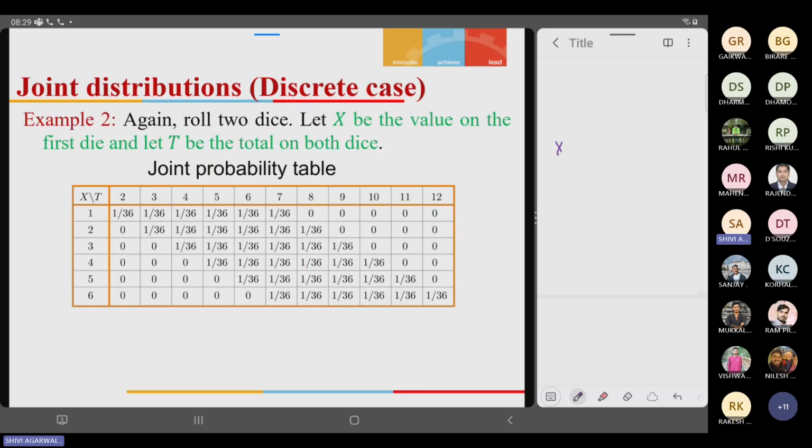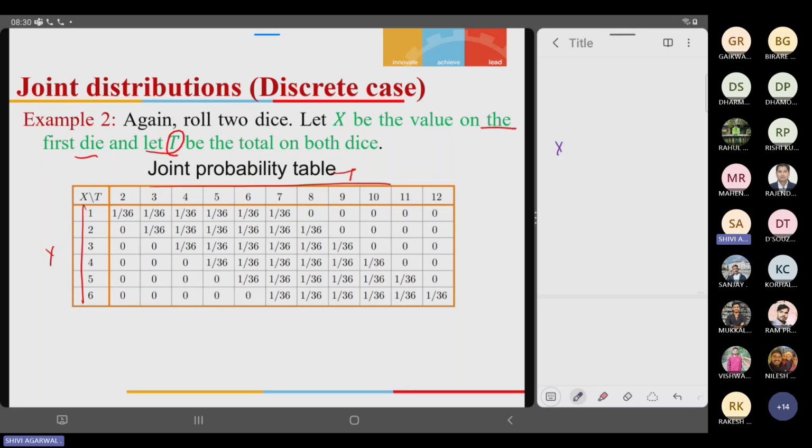Now we are changing this: let X be the value on the first die and T be the total on both dice. Same questions we have done earlier. I am just repeating it. So when x is equal to 1, 2, 3, 4, 5, 6, this is the value of x. Now this is the value of t. X is varying from 1 to 6, but T is varying from 2 to 12. The maximum value of t is 12 and the minimum is 2.